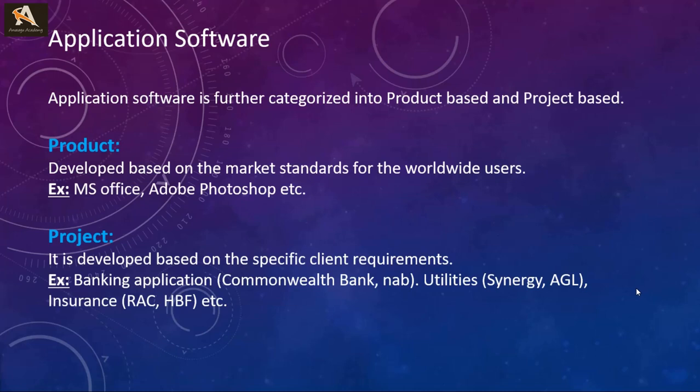What is a product? A product is developed based on market standards, that is standard requirements for worldwide users. Example, MS Office, Adobe Photoshop, or you can say social media, Facebook, WhatsApp, something like that. It's a product.